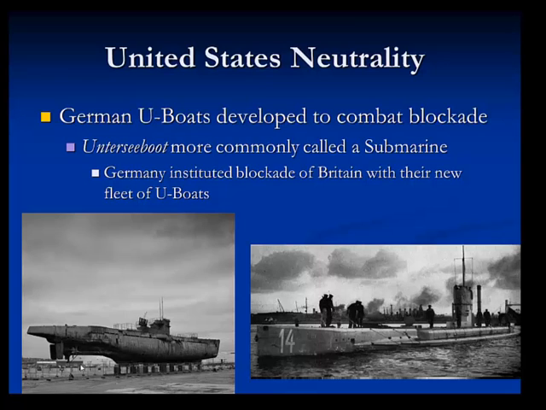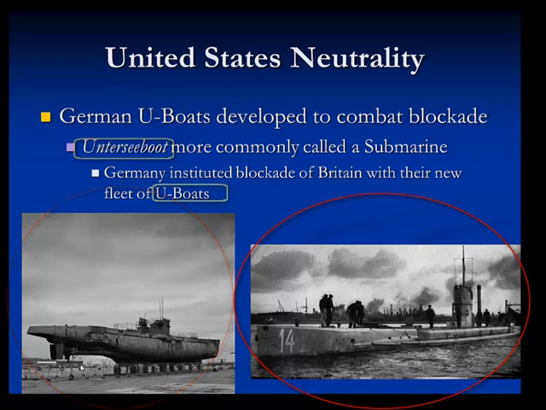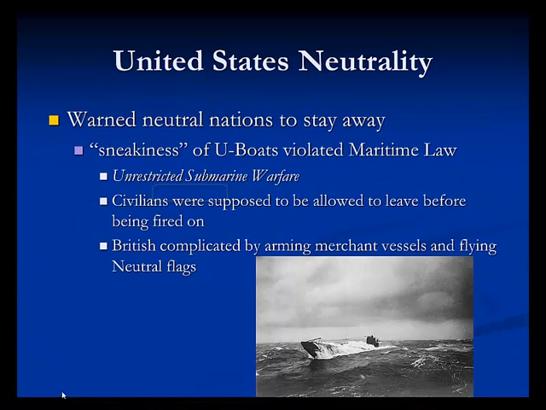They responded with their own blockade of the British islands using their new fleet of undersea boats, more commonly known as the submarine or U-boat. Germany then warned neutral nations to stay away from British waters. The sneakiness of U-boat attacks violated maritime law, which dictated that before a U-boat could launch an attack, they were first supposed to surface, make their intentions known, and then fire. But because U-boats were extremely vulnerable on the surface, they wanted to minimize dangers to themselves, so they didn't announce themselves before firing. This was a process called unrestricted submarine warfare.